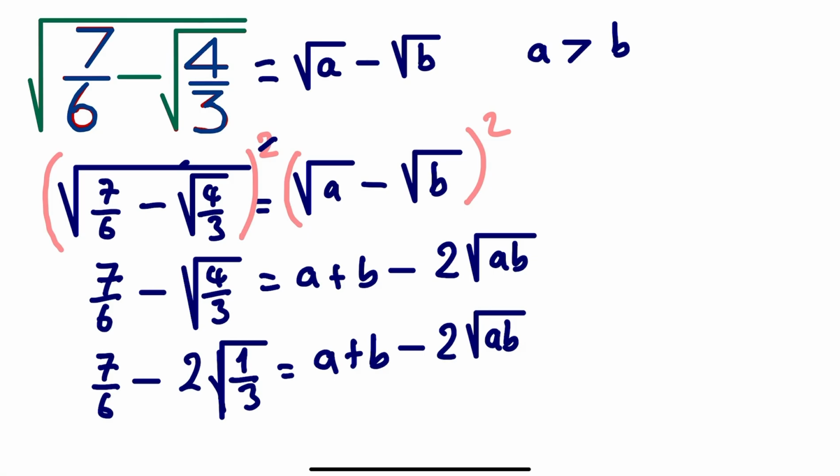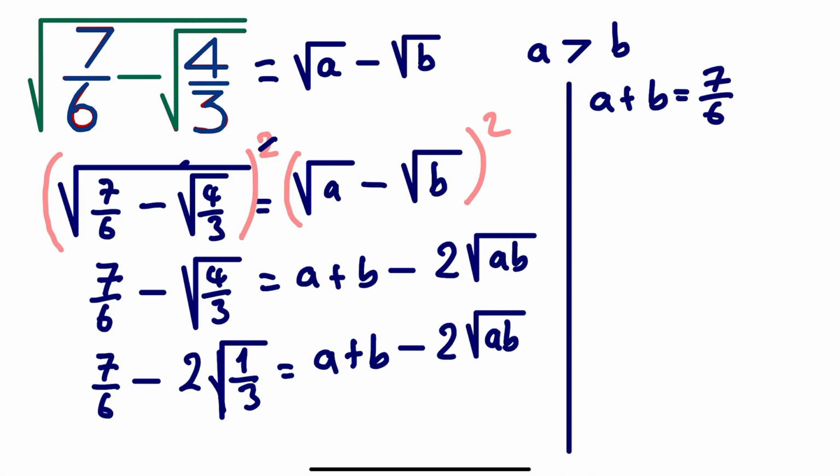Next, to get the value of a and b, we can form simultaneous equations. Here, a plus b should be equal to 7 over 6. And the next thing to do, the minus 2 cancels out, and this square root and this square root will cancel out. We'll be left with a times b should be equal to 1/3.